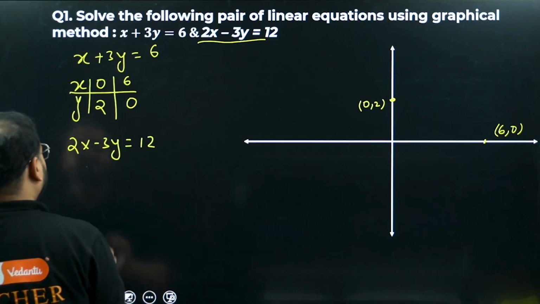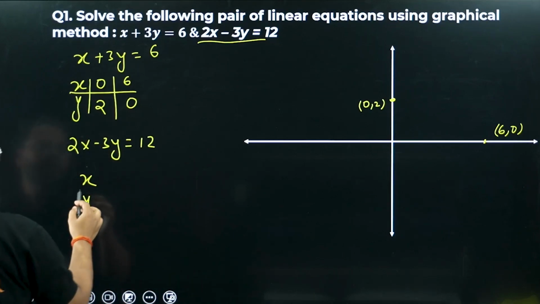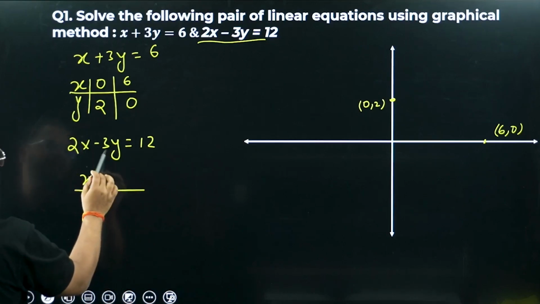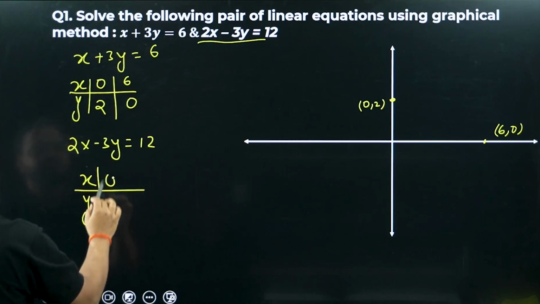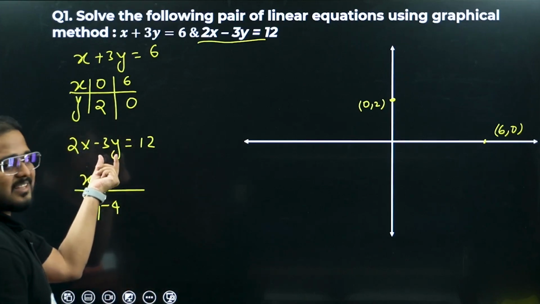Plot this curve. How will you plot it? Again write x and write y. After this put x as 0. If you put x as 0, this whole thing will be 0. I'll have minus 3y equals 12. Can you see that? x is 0, minus 3y is left equals 12.